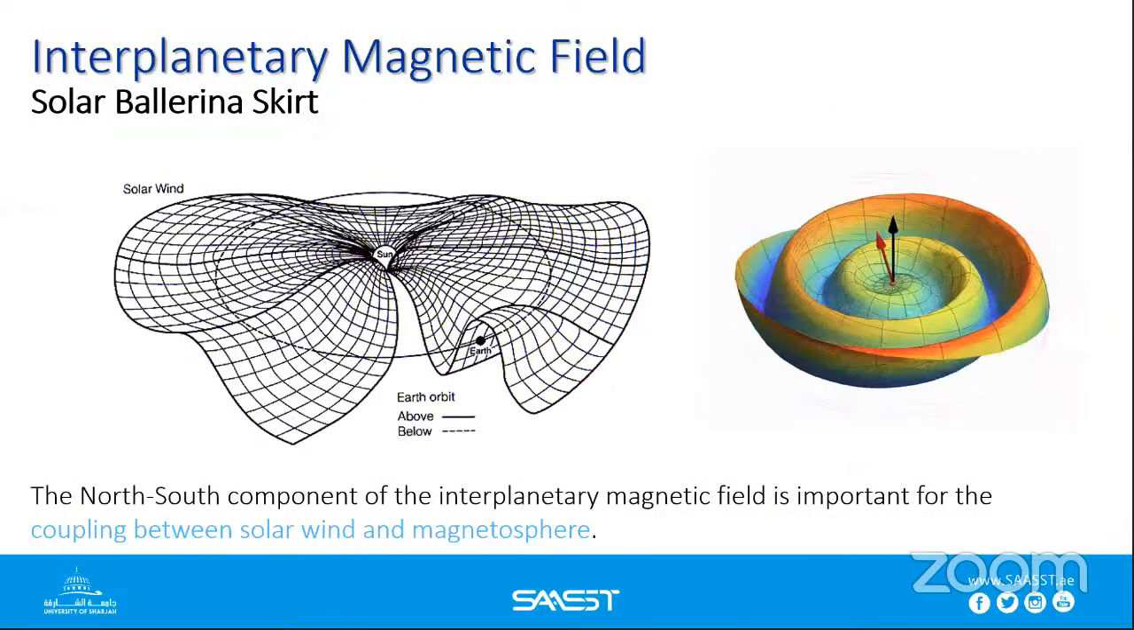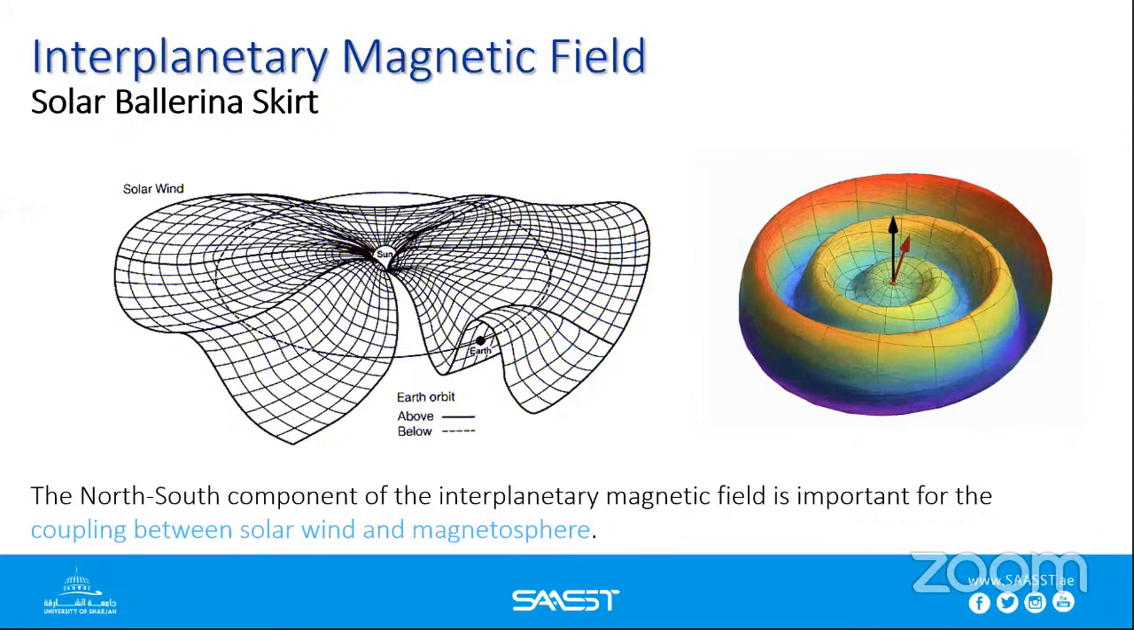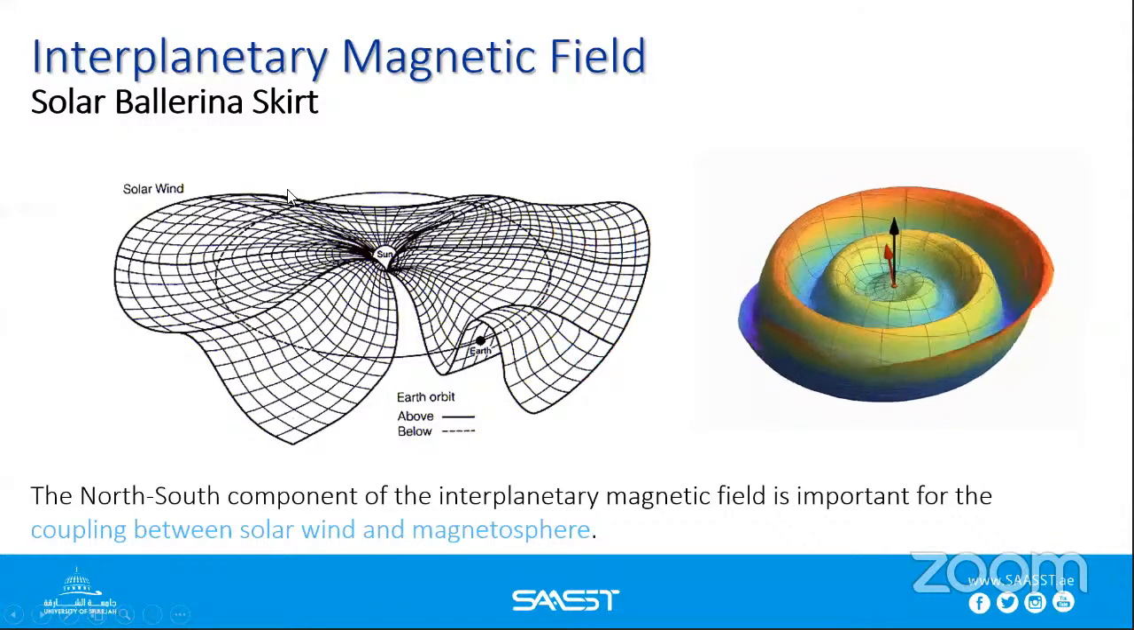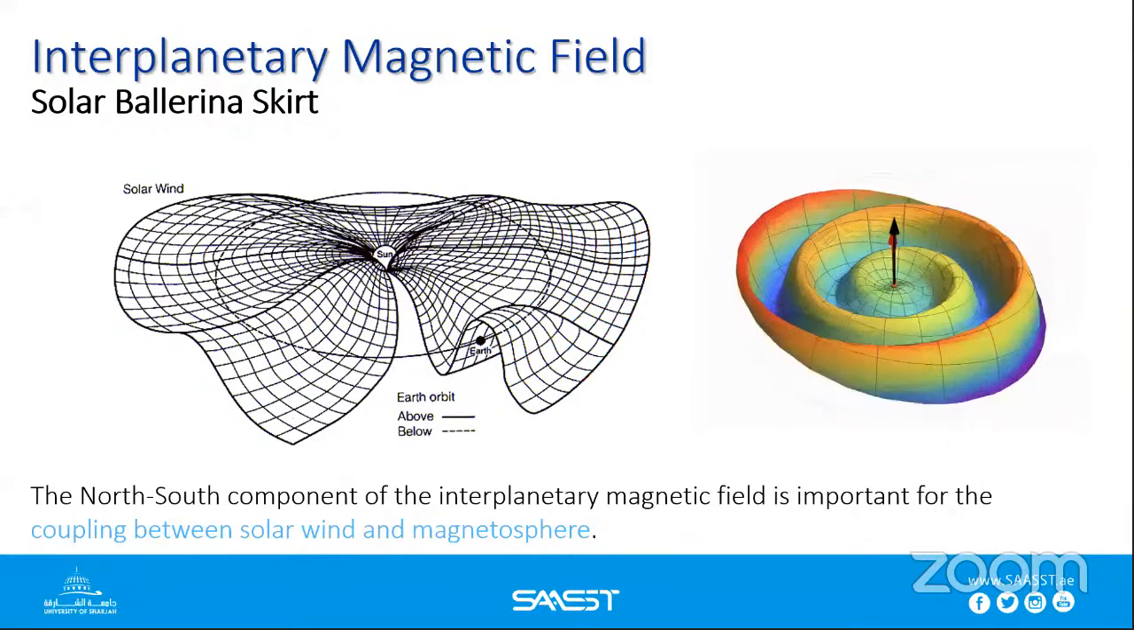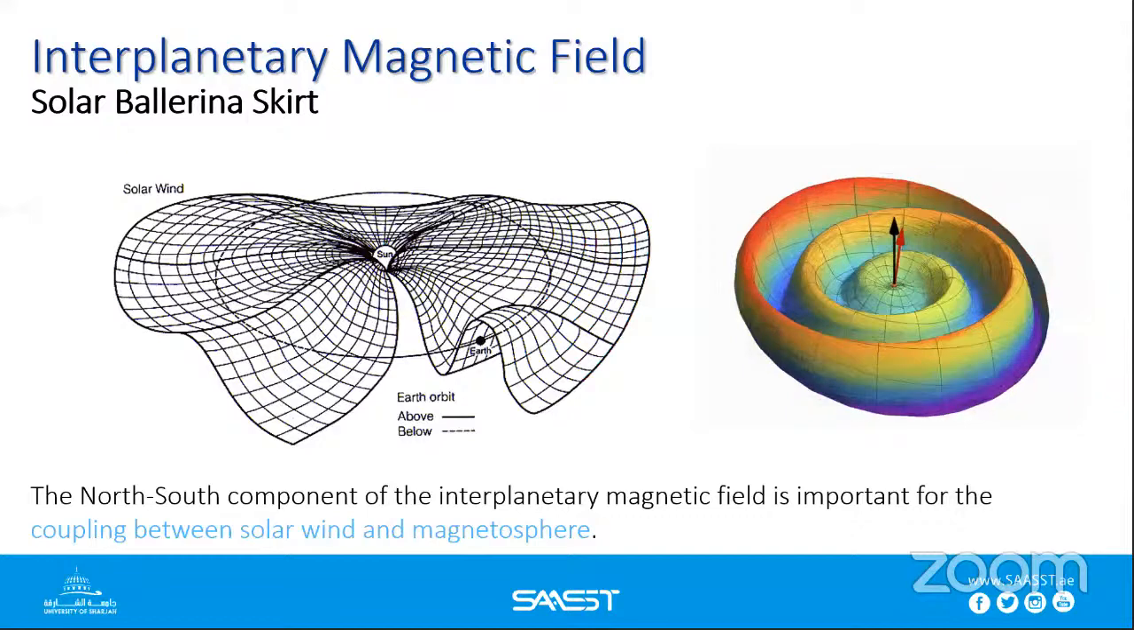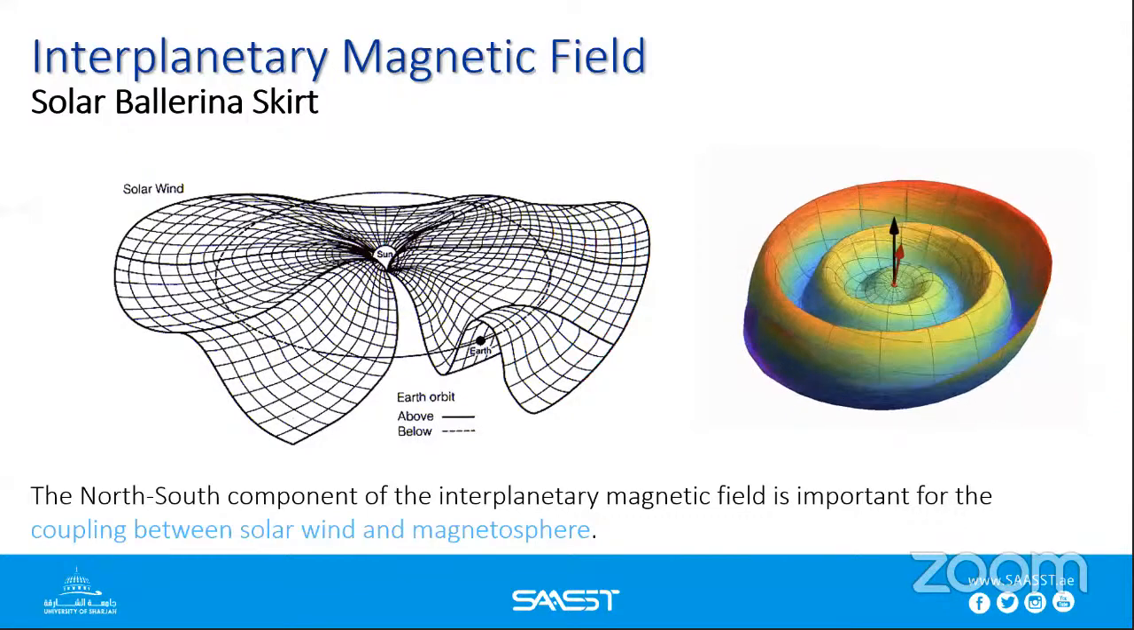Finally, if you paint the whole magnetic field around the sun in interplanetary space, we see kind of a solar ballerina skirt, moving up and down depending upon the plasma movement that is stuck in the magnetic field and carrying the magnetic field around out in outer space.